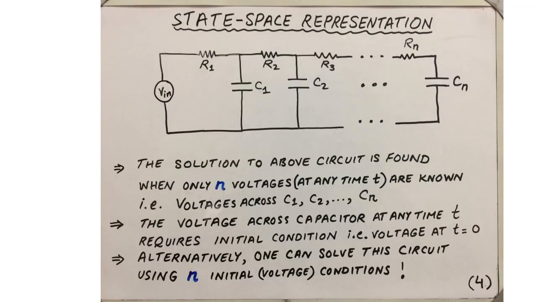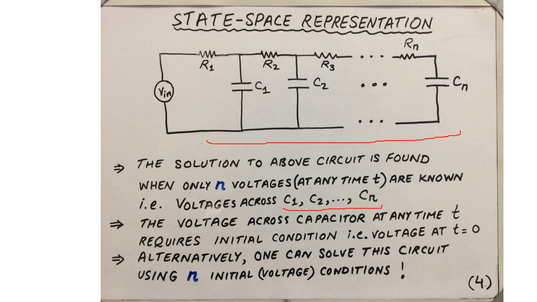This way we can generalize the idea of the solution requirement in terms of the number of electrical quantities that we need to know. For a circuit shown here containing n capacitors, if we have knowledge of the voltages across these capacitors at any given time, then we can solve the circuit.